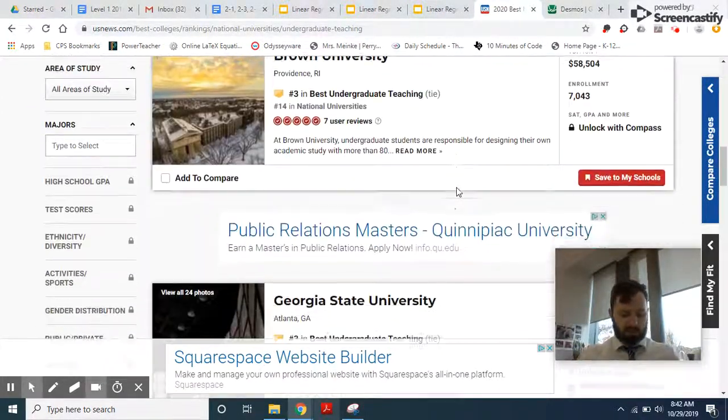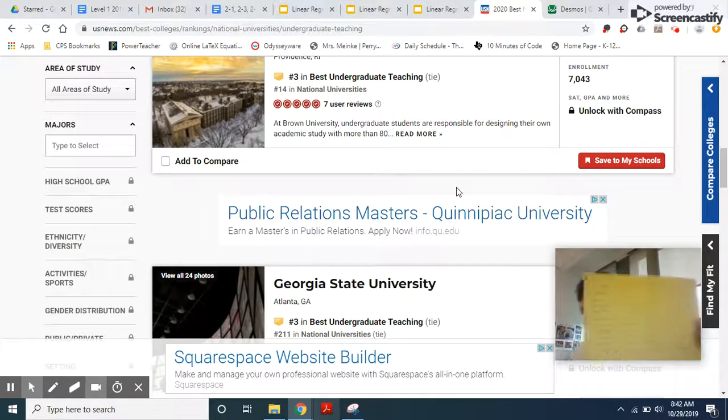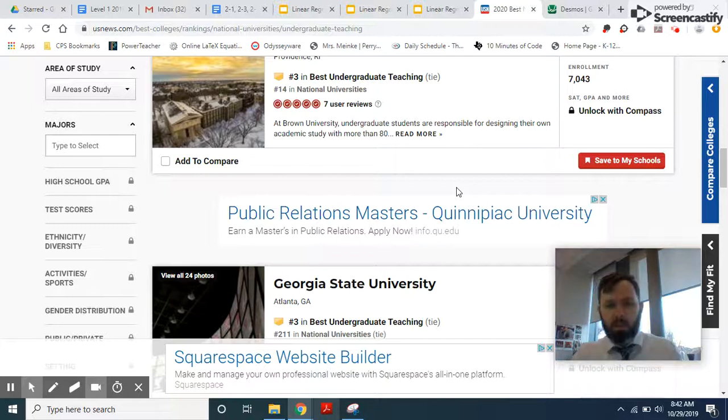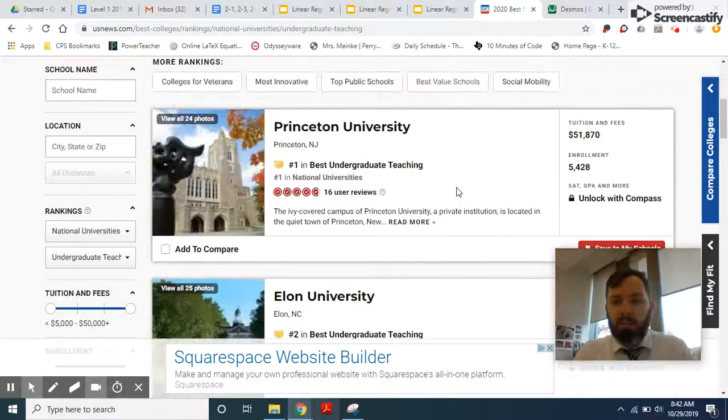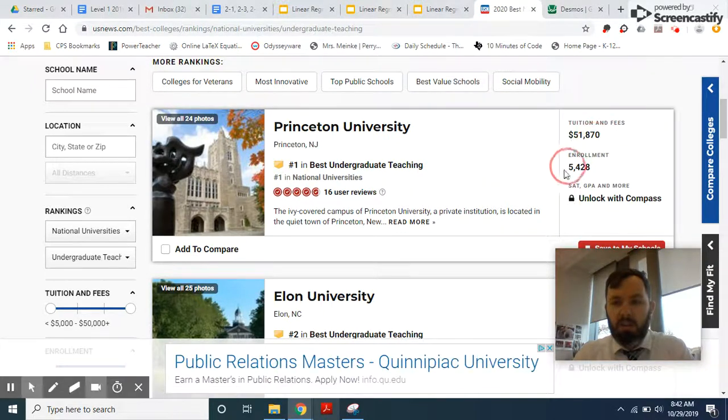So what I did is I looked at these top universities here. I used this list, and I came up with this table. I'll try and show it to you here. So that's the table that I made right here. And once I had that table, I used the numbers on the side here, so tuition and enrollment. Tuition is my X, and enrollment was my Y.